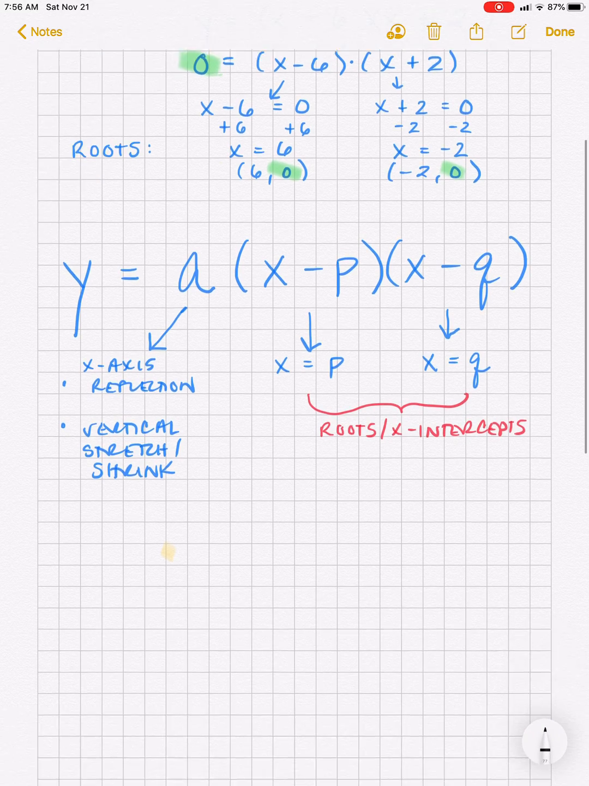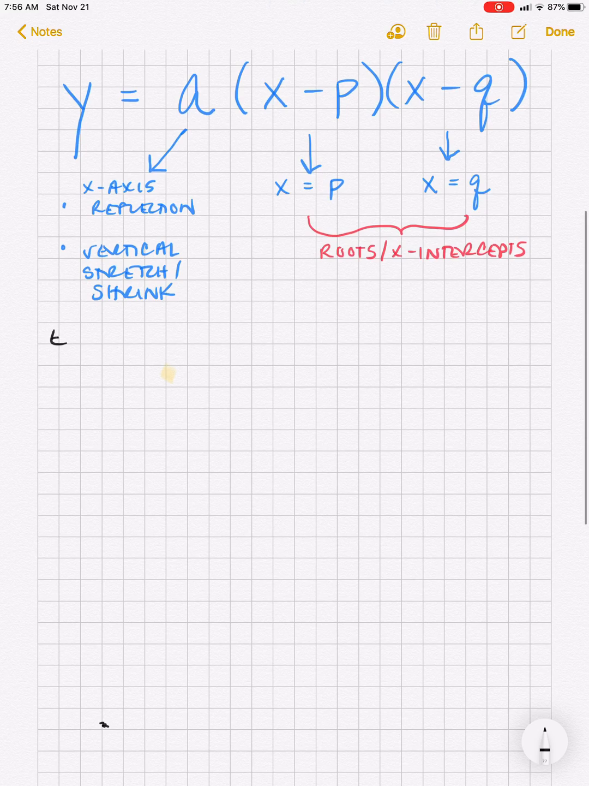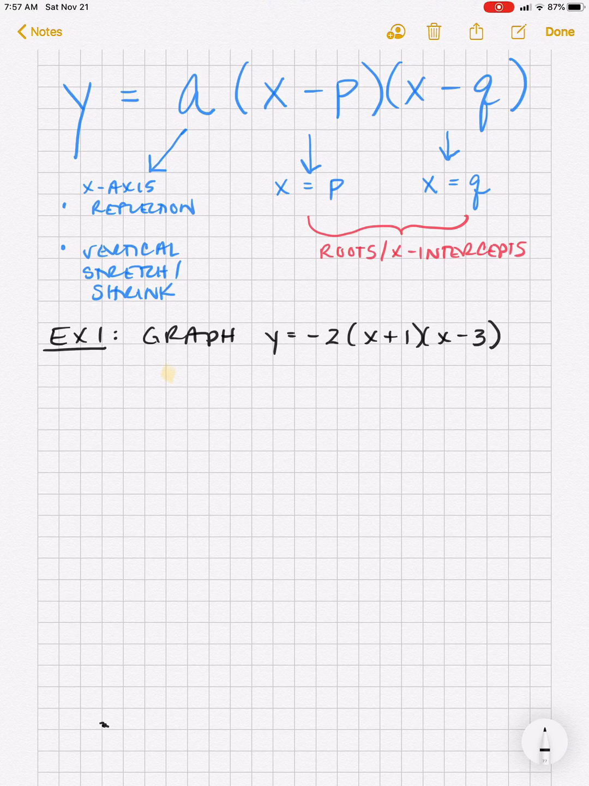Let's tie all of this together. Let's go ahead and start by graphing a quadratic in factored or intercept form. y equals negative 2 times (x plus 1) times (x minus 3). We're going to graph this using 5 points. And again, the kicker is no calculator. We're going to do all of this by hand.